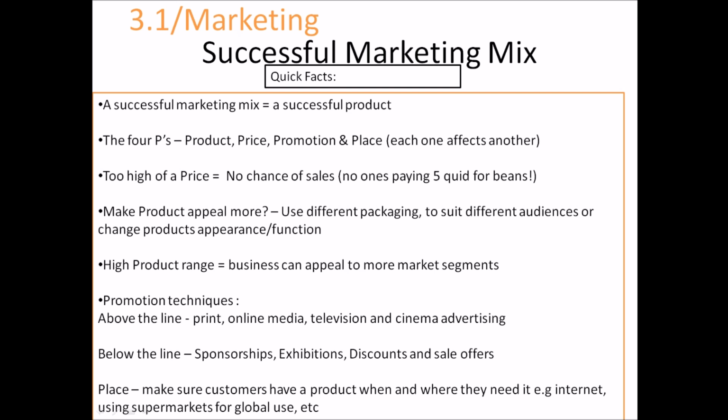A high product range means that a business can appeal to more market segments. So in other words, I don't know what dishwasher do I have in my kitchen? Hotpoint. Yeah. So Hotpoint, they don't just do washing machines. They do fridges, ovens, microwaves. They do so many things, and that is a high product range for you.